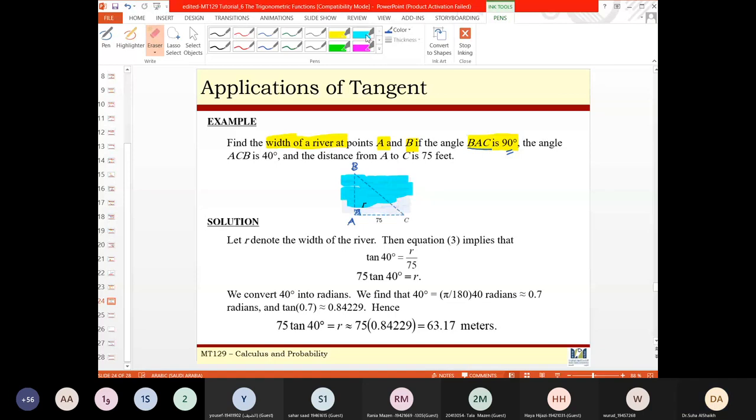Let me make it clear here. Now the angle ACB is 40 degree. And the distance من ال A إلى C is 75. So where is the X هنا? It is this 75, yeah? And what is the Y? المقابل لل 40 degree. This is the Y. And what is the hypotenuse? It's the BC. طيب المطلوب من عندي ال Y.